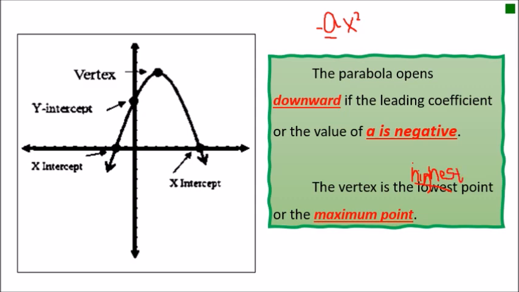Okay, so ulit ha. Kapag ang opening ng parabola mo ay downward, ang value ng a mo automatic ay negative. Tapos, ang vertex mo is the highest point or the maximum point. Pag ang opening ng parabola mo ay upward, ang value ng a mo ay positive, at ang vertex mo is the minimum point or the lowest point of the parabola.